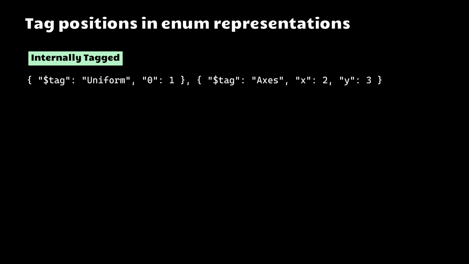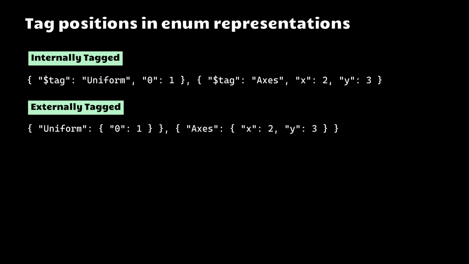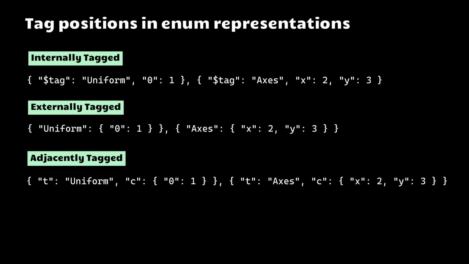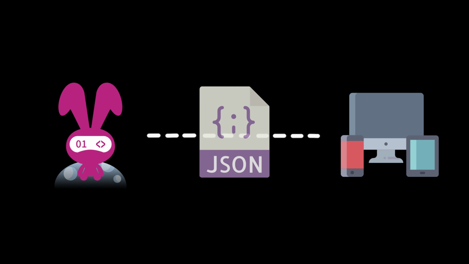Internally tagged. You can put the tag alongside the payload values in the same object level. Externally tagged, the tag acts as a key, with the payload as its value, nested within a single JSON object. Adjacently tagged, the tag and payload are split into 2 adjacent keys in the same JSON object. And you can also get rid of tag with no explicit tag for indicating which case the data is. The primary application scenario for this feature is seamless JSON-based communication between MoonBit and external services.